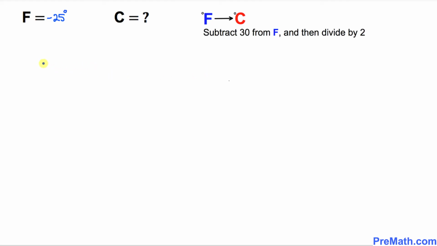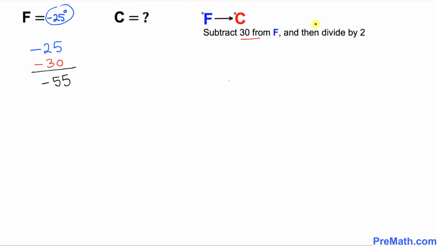And here is our next example. This time F equals negative 25 degrees, and once again C is unknown, so we'll be using this formula. First we're going to subtract 30. So here is our F value, which is negative 25, and then you subtract 30. So go ahead and minus 30, and that is going to give you negative 55.